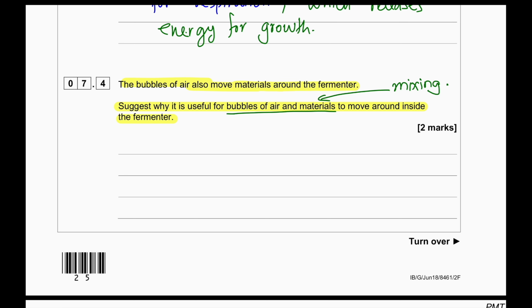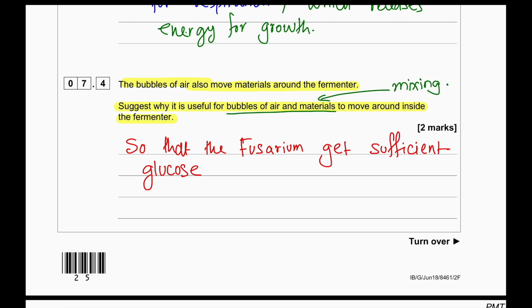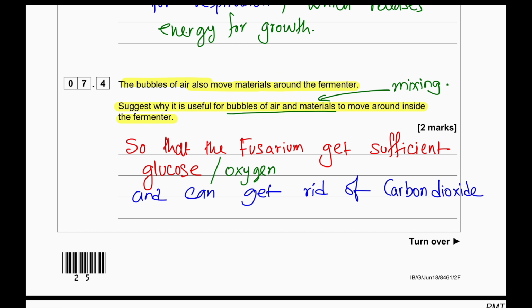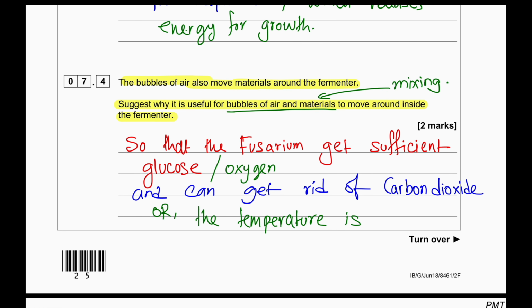So the answer can be written as follows. The Fusarium can get sufficient food such as glucose and minerals, and get sufficient oxygen, and can also get rid of a sufficient amount of carbon dioxide, or they are kept at a suitable temperature. Only 2 points are needed to get the full marks.